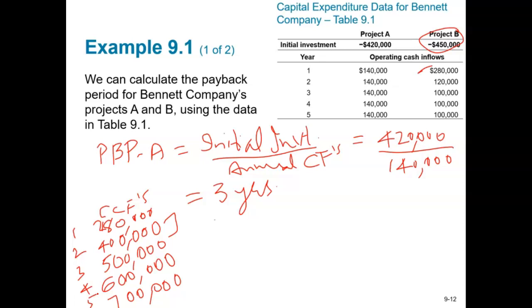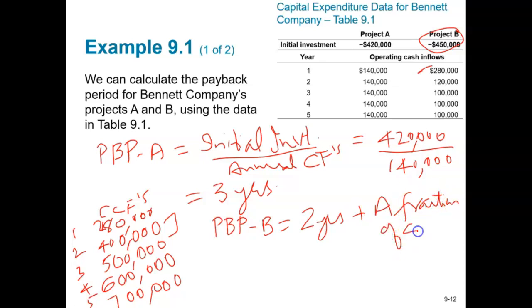So I can say the payback period for project B is 2 years plus a fraction of the third year, right? A fraction of the third year. So how much are we going to receive in the third year?